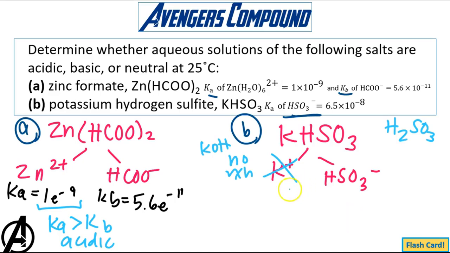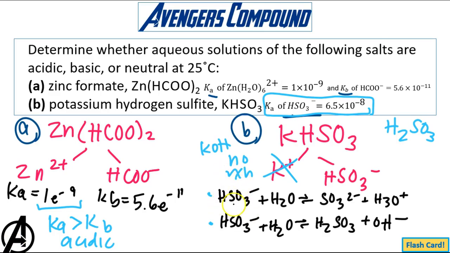And so with a polyprotic acid, I don't know if this HSO3 minus is going to behave as an acid or as a base. So I have to go ahead and write my reactions as an acid and as a base and get my Ka and my Kb values. Now, as you can see, they did give me a Ka value here, but they did not give me a Kb value. So let me go ahead and write these reactions.